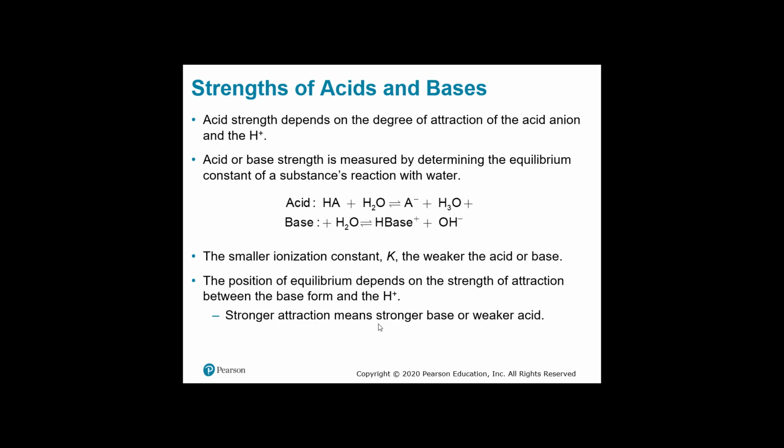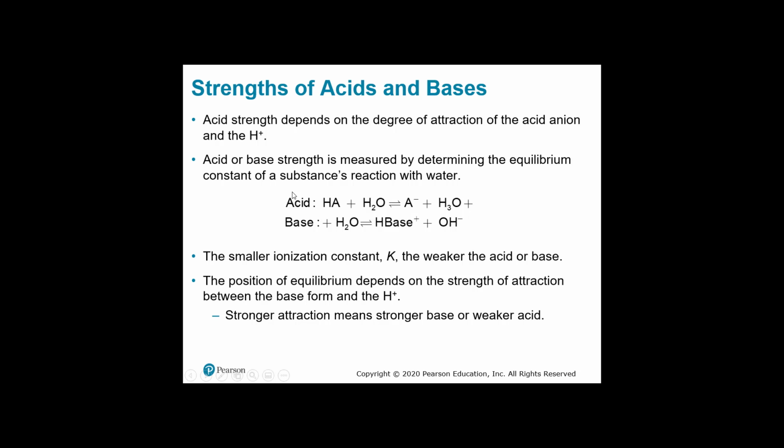Acid or base strength is measured by determining the equilibrium constant of a substance's reaction with water. This is when we're starting to look at weak acids and weak bases, because a strong acid goes 100%, so the arrow goes in one direction. When we start looking at weak acids and weak bases, we have to look at the equilibrium. So how do we determine the strength of the weak acid and the weak base? That has to do with the ionization constant K.